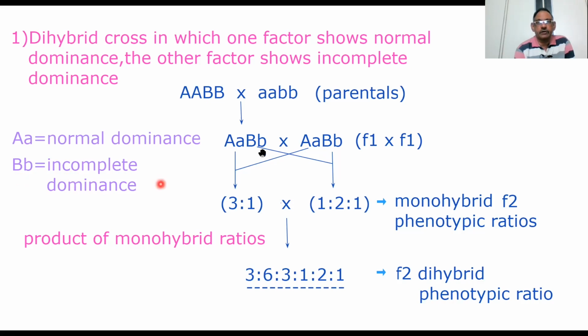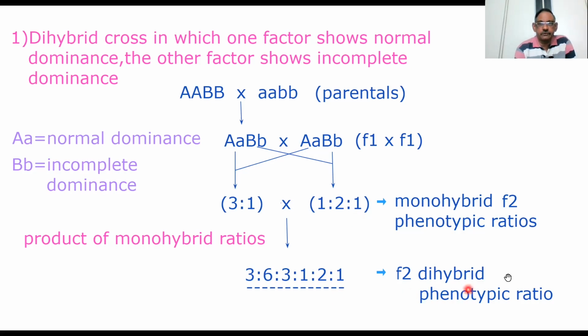In incomplete dominance, the F2 monohybrid ratio is not 3:1. It is 1:2:1. There is no difference between phenotypic ratio and genotypic ratio in incomplete dominance. Both are same. The phenotypic ratio in a monohybrid cross in F2 generation is 1:2:1. And now how do we get this ratio?